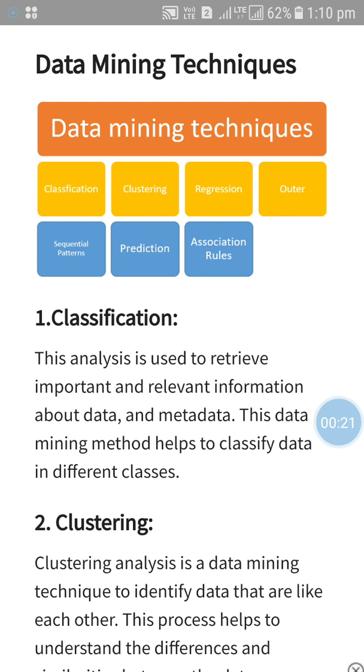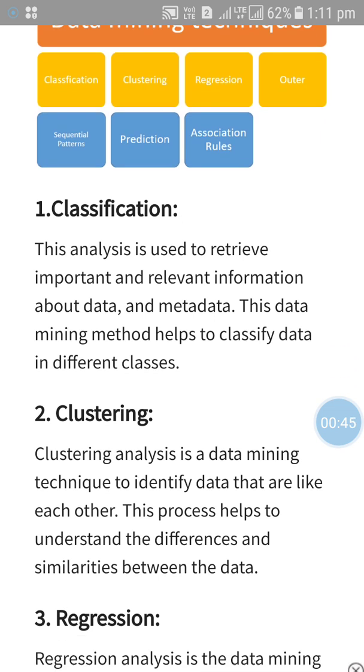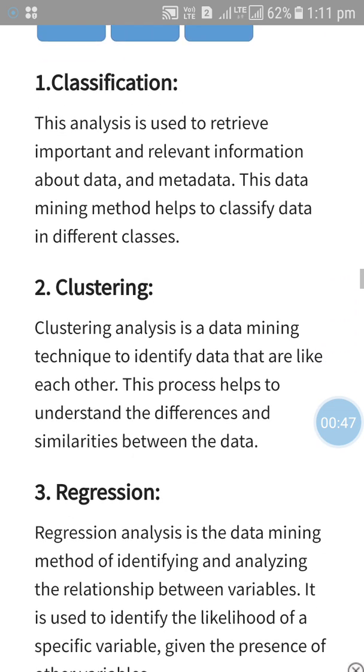Classification. This analysis is used to retrieve the mining method, the relevant data. Classification is used to find the attributes, find the values for groups. These groups are called classes.